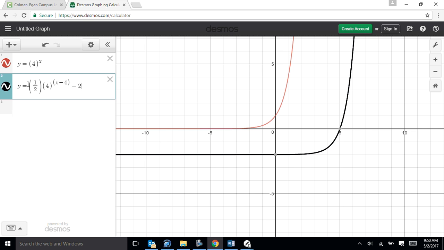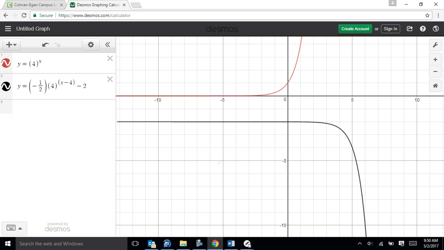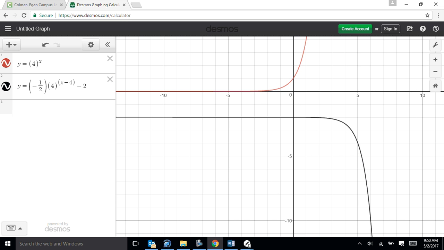Now, what happens if this was a negative? What would that do to our graph? It would flip it. It would get flipped vertically. So now instead of flipping up, now we flip it down.